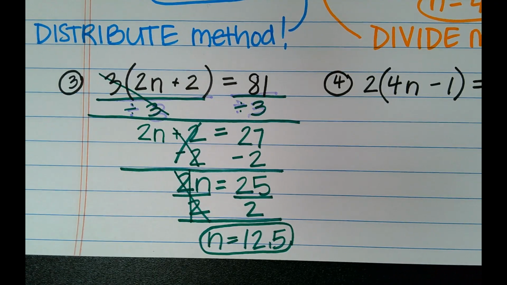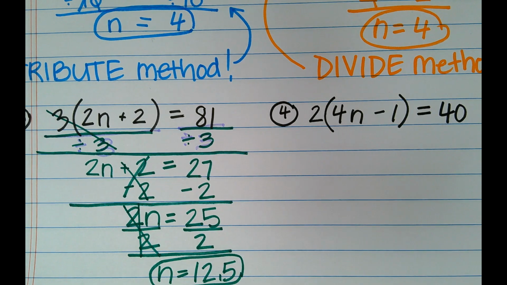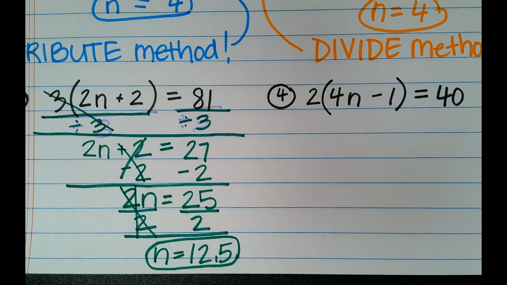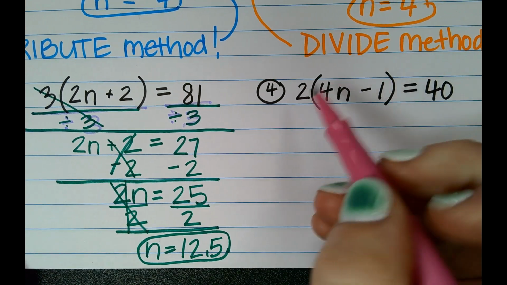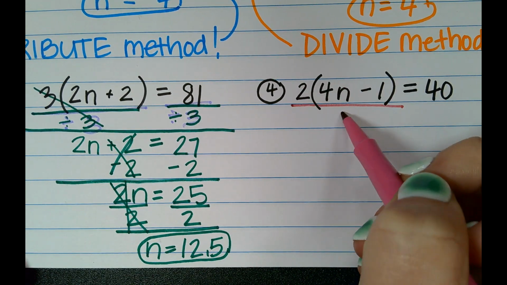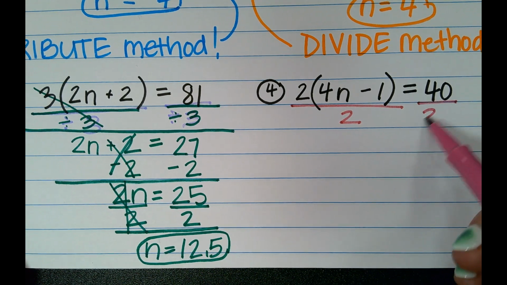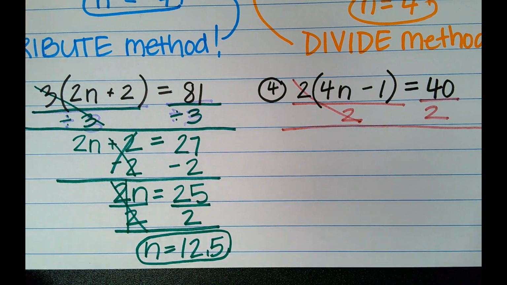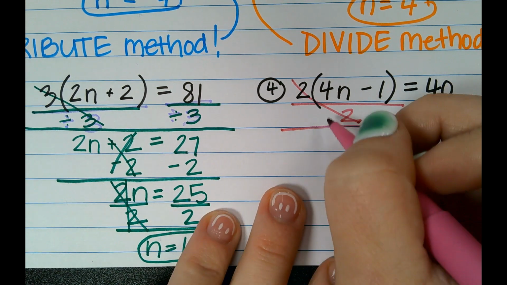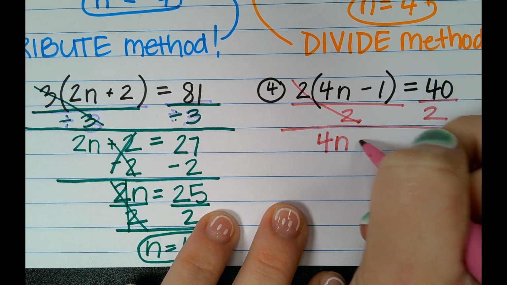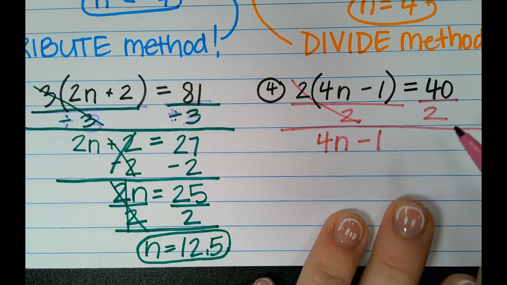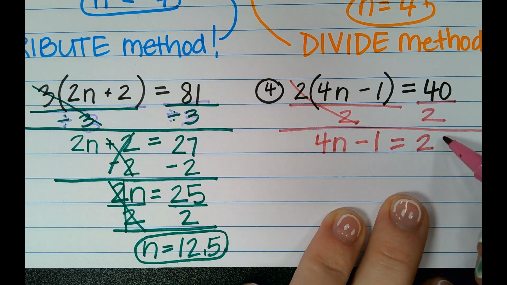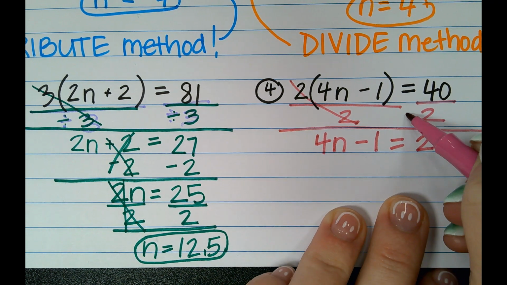All right. So now number 4. Pretty much the same thing. What's our first step for number 4? Yes, divide by that 2 on both sides. And those 2's will cancel. Good. Bring down 4n minus 1 equals, good, 20. 40 divided by 2 gives us the 20.